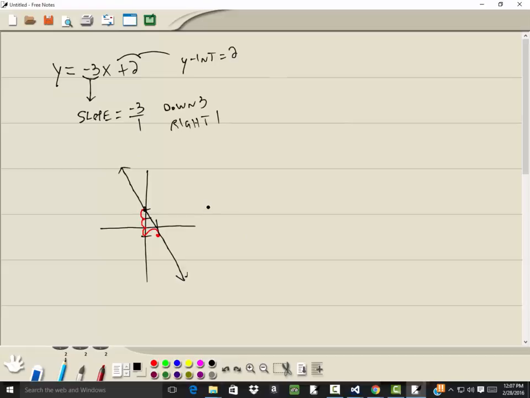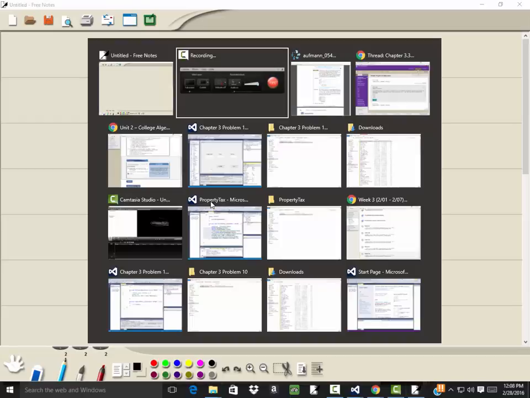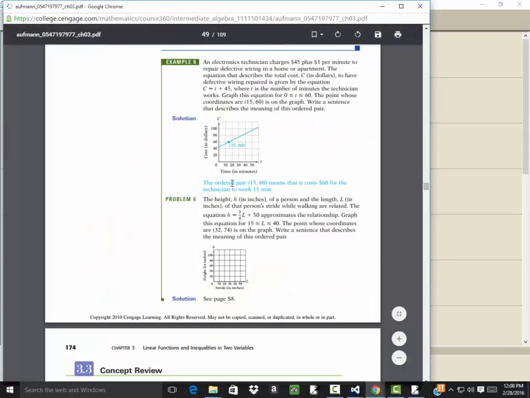Now let's look at the one in the book. Okay, this one is c is equal to t plus 45.